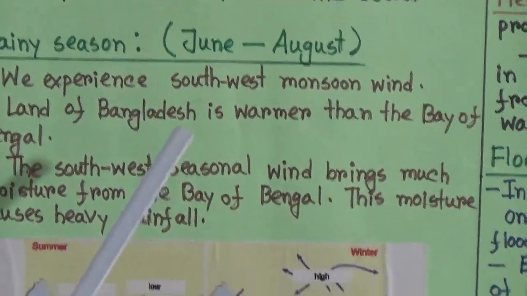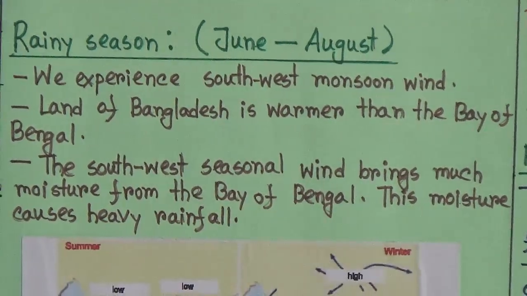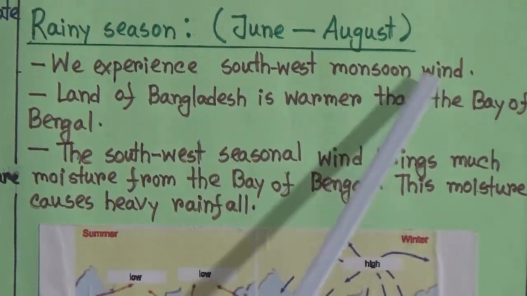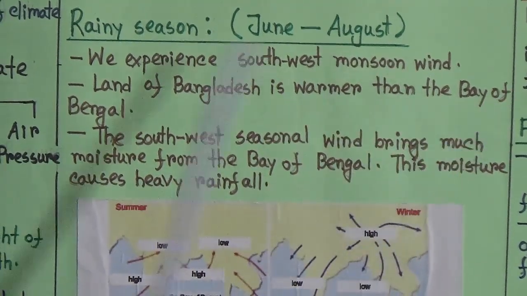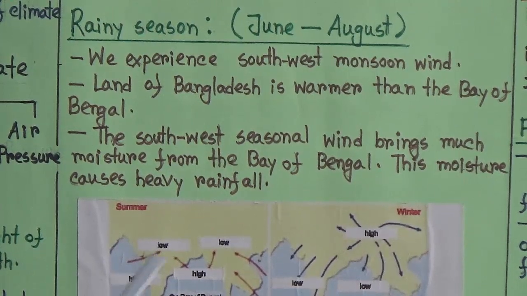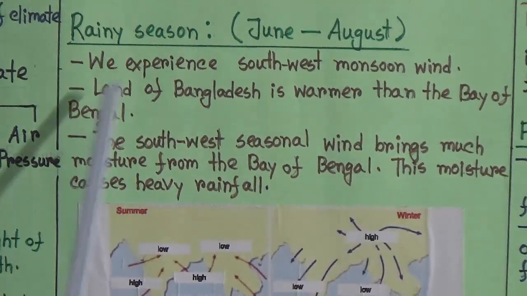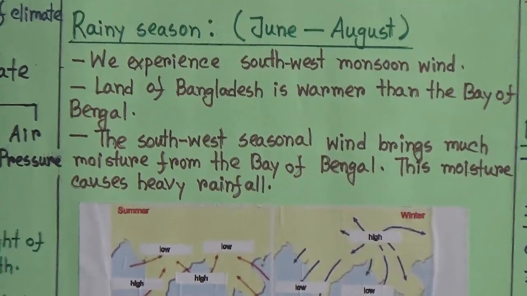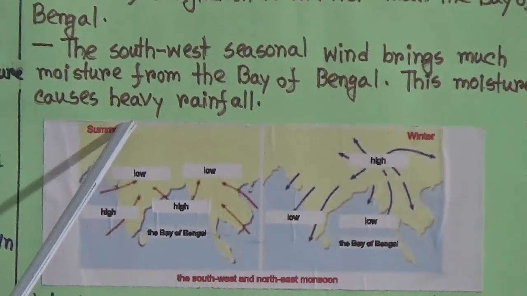Now come to rainy season. In our country, normally June to August is considered as rainy season. During rainy season, we experience southwest monsoon wind. Land of Bangladesh is warmer than the Bay of Bengal during rainy season, so from the above topic we can understand that air blows from the Bay of Bengal to the land.